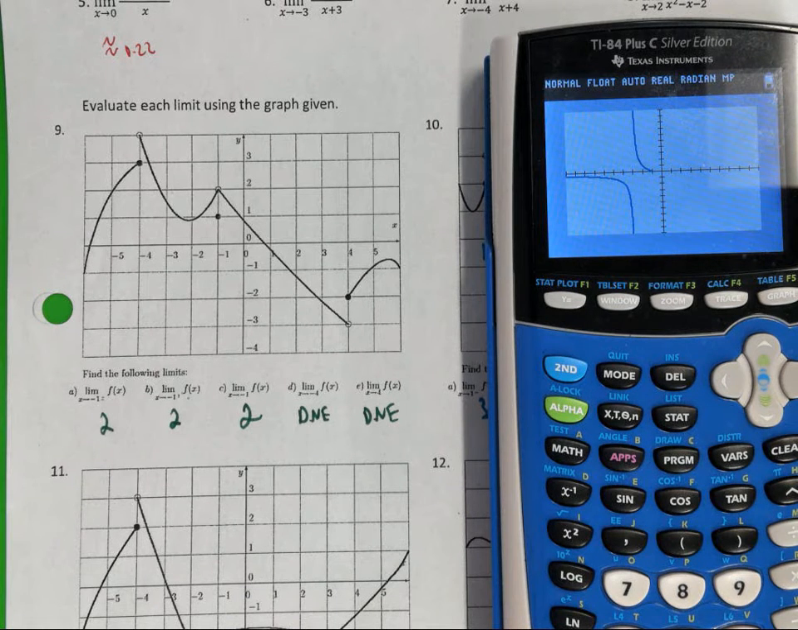Hold on now, that's not your answer. Hold on. Negative infinity. This is shooting straight up. From the right, it's going to positive infinity. I got one going to negative and one going to positive, so what do you think the overall limit is? Zero. It does not exist because it's going two different directions.